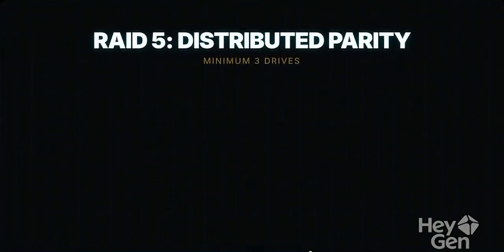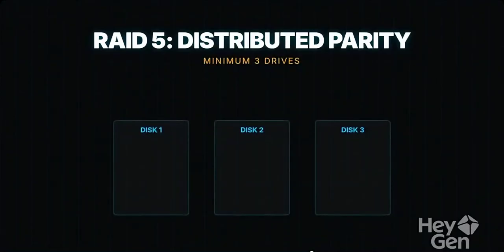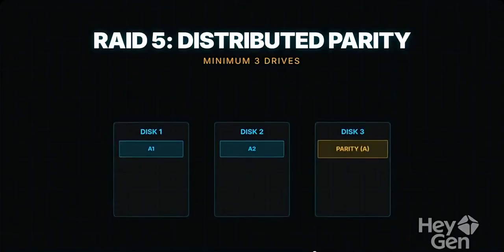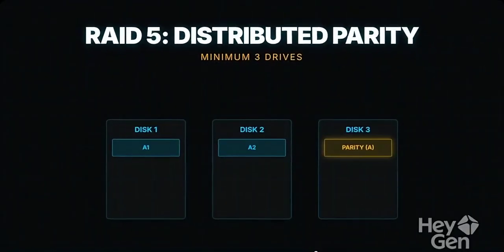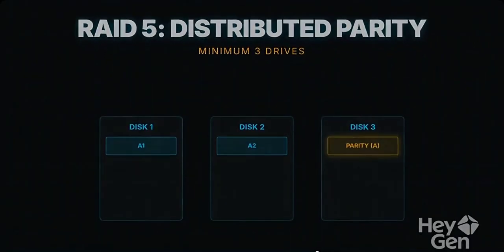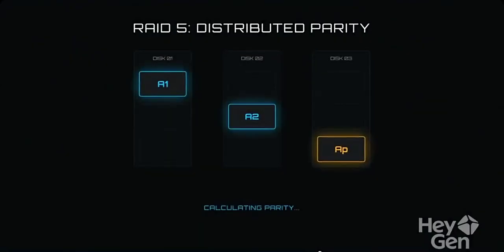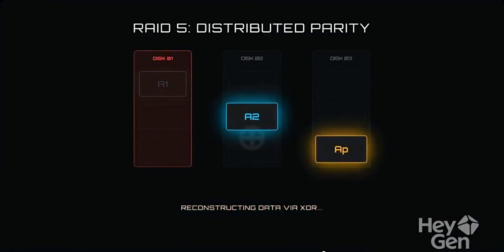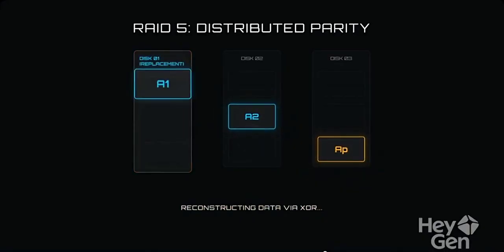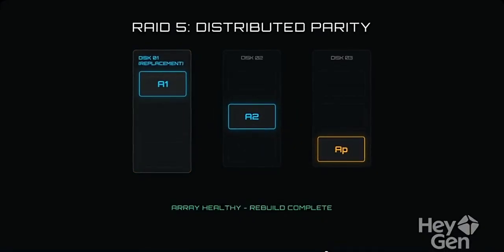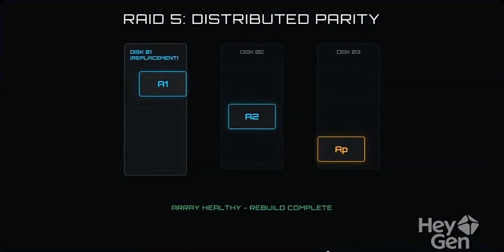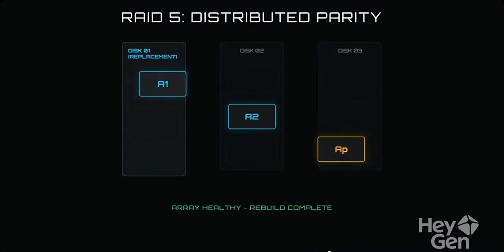For multi-drive arrays, RAID 5 is a classic choice, requiring at least 3 drives. It combines the speed of RAID 0 striping with a clever mathematical safety net called Parity. Using an XOR logic operation, the controller calculates an algebraic shorthand of your data and distributes these parity blocks evenly across all available disks. If any single drive in the array fails, the remaining disks use the parity math to rebuild the missing data on the fly.